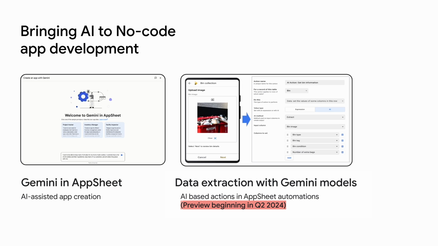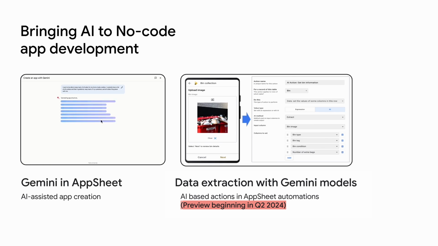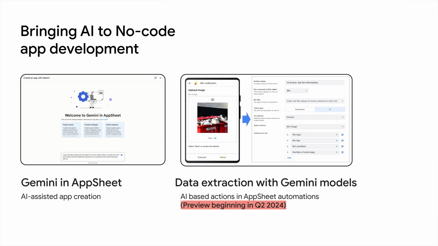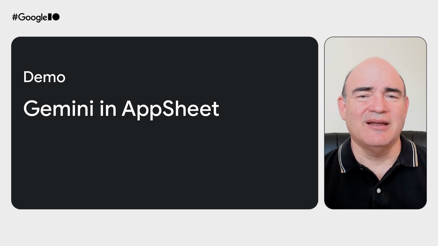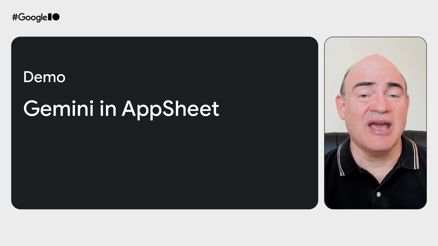A new feature currently being launched is Gemini in AppSheet, where a user can simply describe the application specifications and it will generate the application per the requirements provided. In addition to Gemini in AppSheet, a new feature will be previewed in Q2 of 2024 that enables AI-based action creation. In AppSheet, actions perform specific operations within an app, from navigation support to data manipulation and so on. Let's take a look at Gemini in AppSheet in action.